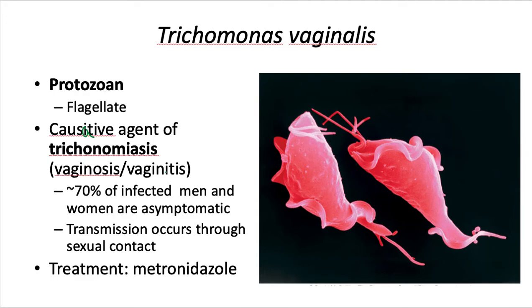Trichomoniasis is a vaginal infection, so more generally it could be called vaginosis or vaginitis. It is a sexually transmitted infection, and up to 70% of individuals, both male and female, are asymptomatic. So because it's caused by a protozoa, it can be treated with that antibiotic that is effective against some protozoa called metronidazole.